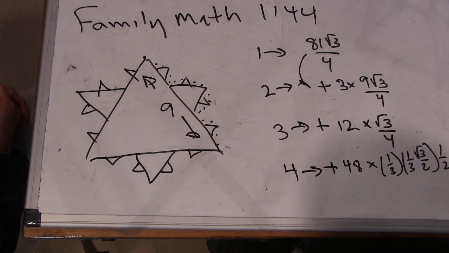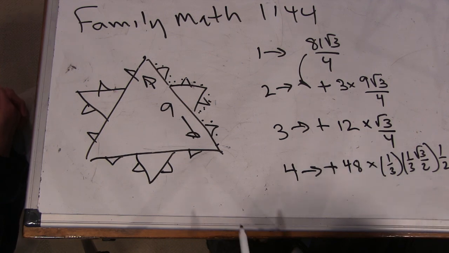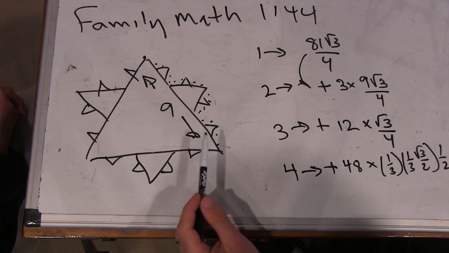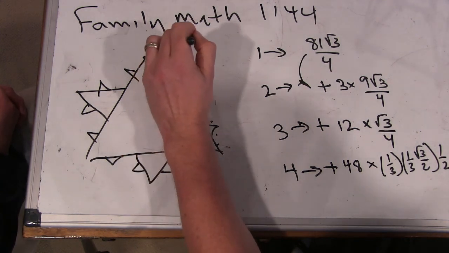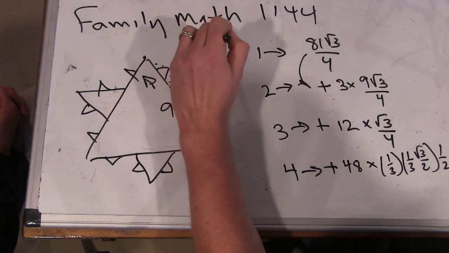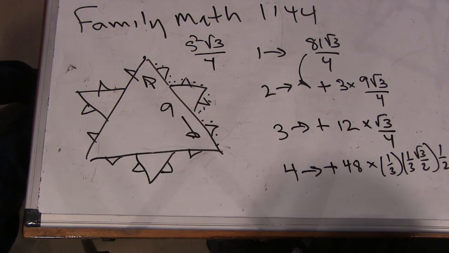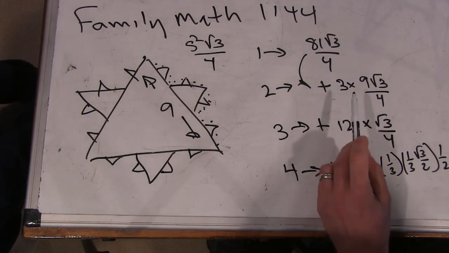Okay, so I think we got this right. If you have an equilateral triangle with side length s, then the area is s squared times the square root of 3 over 4. Yes, and that's what we're finding here.